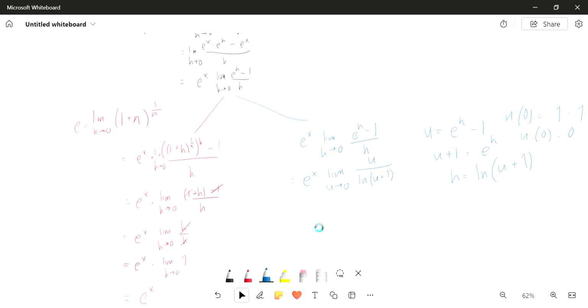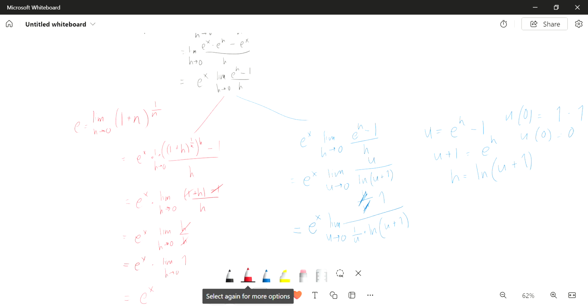And so now I think the wise approach would be to divide both the numerator and denominator by u. So we have u divided by u up here, 1 divided by u multiplied by ln of u plus 1 down here, and then the limit as u approaches 0 over here. So u divided by u, that just becomes 1.